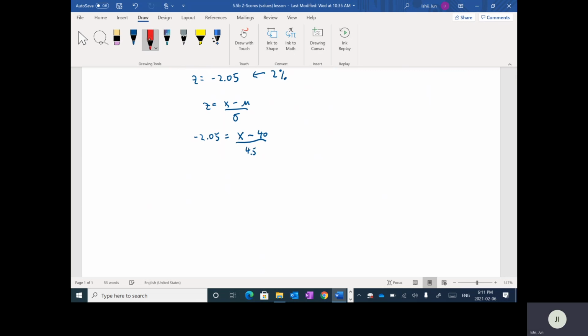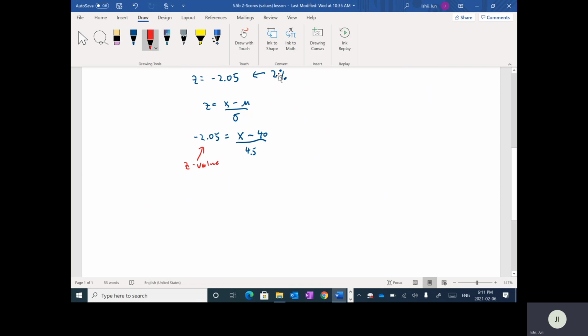All right, so this is the equation that we want to solve, and we want to solve for x. Okay, so this negative 2.05, this again is the Z value. It is not the percentage. It's just kind of a coincidence, right? 2%, negative 2.05. These are two separate things, all right?